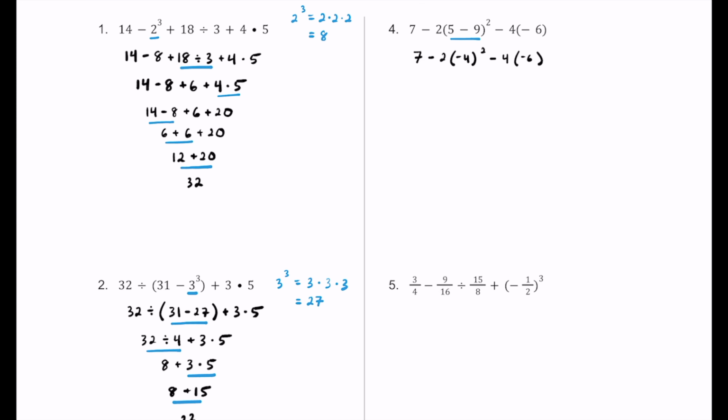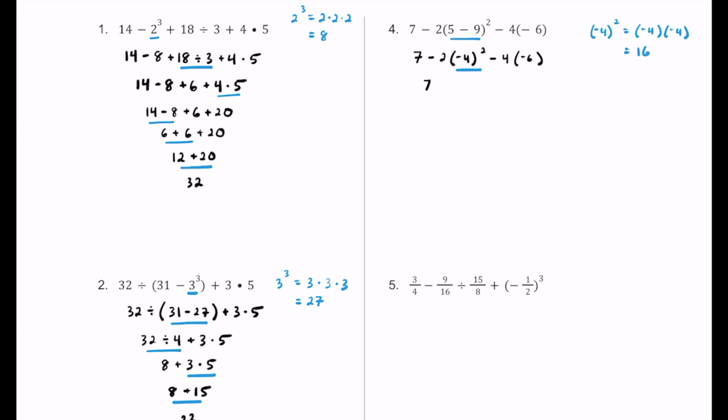At this point, we have no more parentheses, but we do have a power or an exponent here. So we have this -4 squared. And so -4 in parentheses, and we raise that to the second power, that's going to be -4 multiplied by another -4. Now -4 times -4 is equal to +16, so that's what -4 squared is.